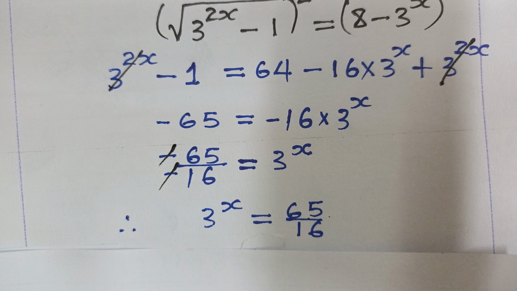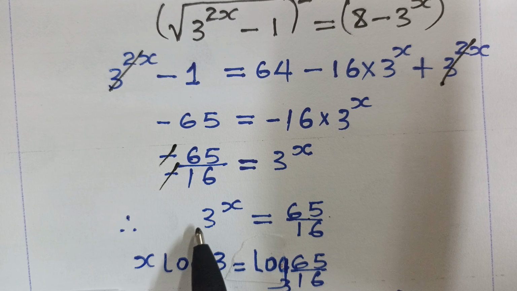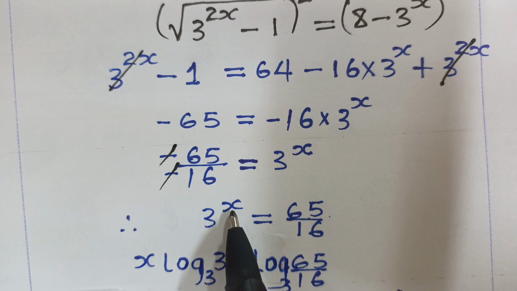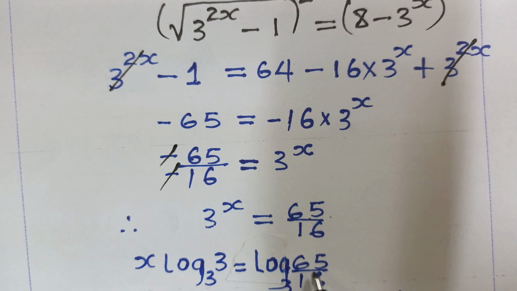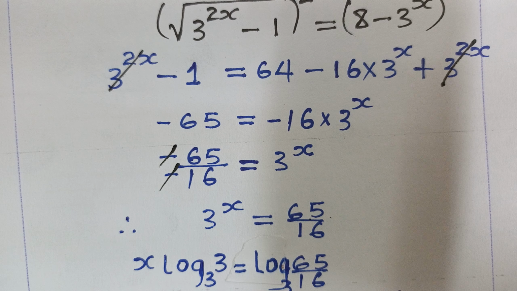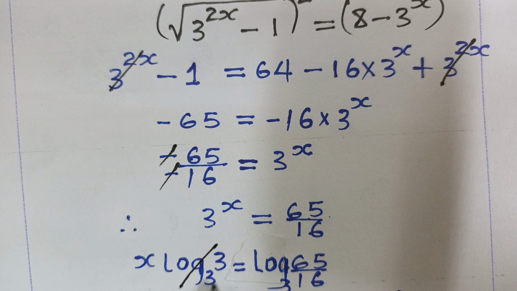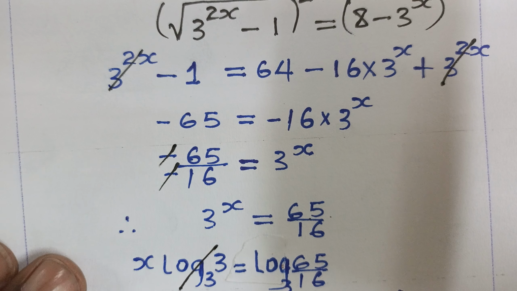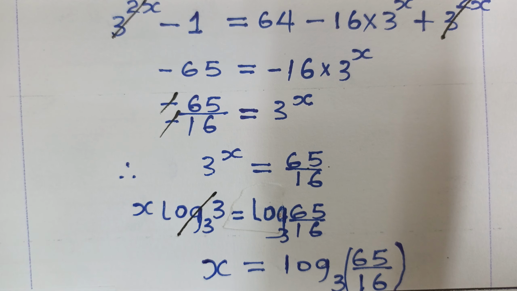Now, taking log to base 3 on both sides, we get log to base 3 of 3^x, and the x I can bring right here, equals log to base 3 of 65 over 16. Finally, the log cancels because it's the same base as this number, so this becomes 1. And therefore, x equals log to base 3 of 65 over 16.